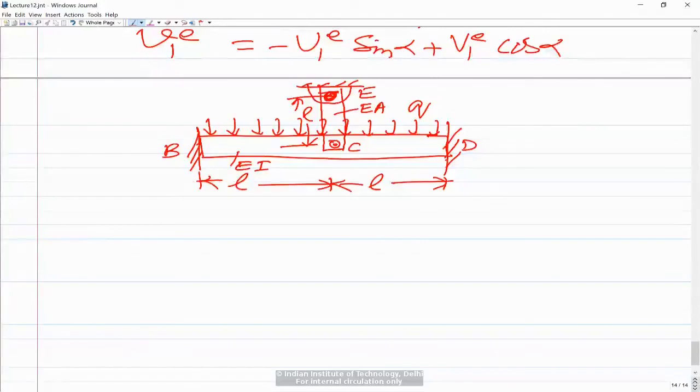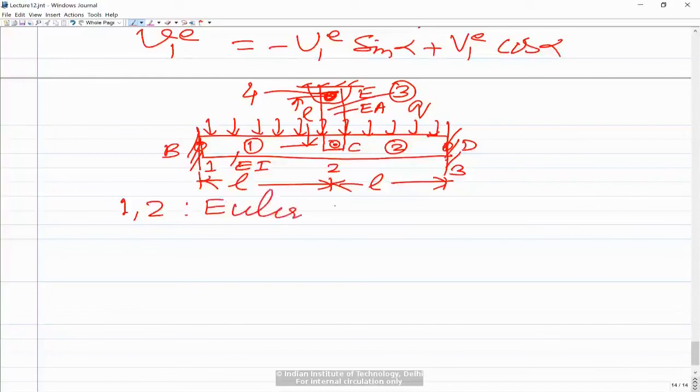What I suggest is that you discretize this using two Euler-Bernoulli beam elements. This will be global node number 1, this global node number 2, this global node number 3, and element number 1, element number 2, and the element number 3 is the rod, with global node number 4. While solving this problem, elements 1 and 2 would be Euler-Bernoulli beam finite elements. So you don't have to use the frame element. You can use Euler-Bernoulli and truss elements.